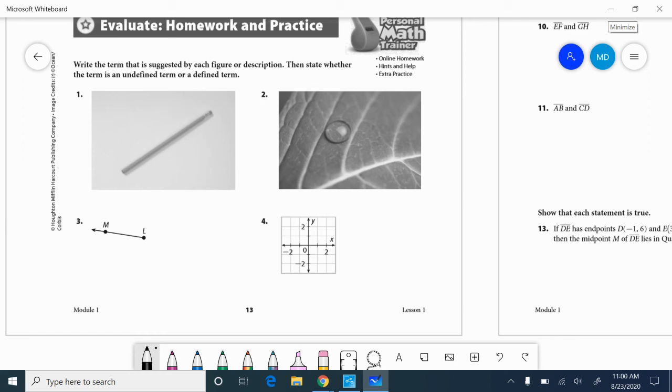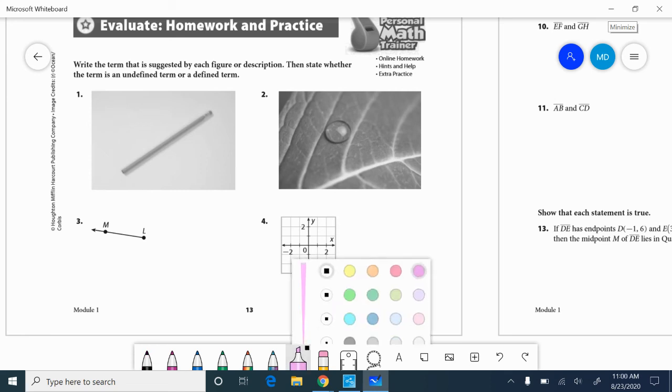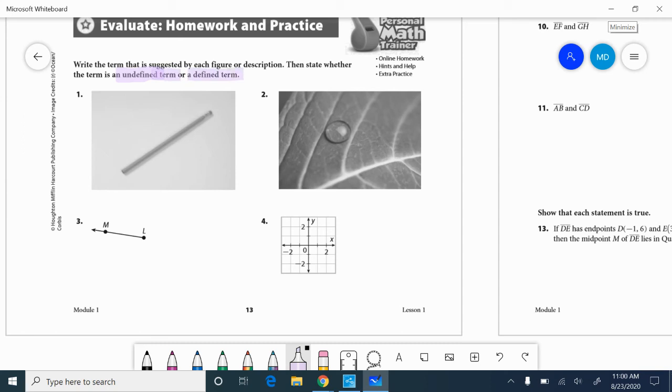So write the term. This is taking us back to the very first video clip of this lesson. Write the term that is suggested by each figure or description, then state whether the term is an undefined term or a defined term. So remember, we talked about what an undefined term was or a defined term. And let me just remind you that the most basic figures in geometry are undefined terms. They cannot be defined using other figures, okay? Now, a defined term is something that you can define using other figures, okay? So defined terms are line segments and rays. Undefined terms are points, lines, and planes.